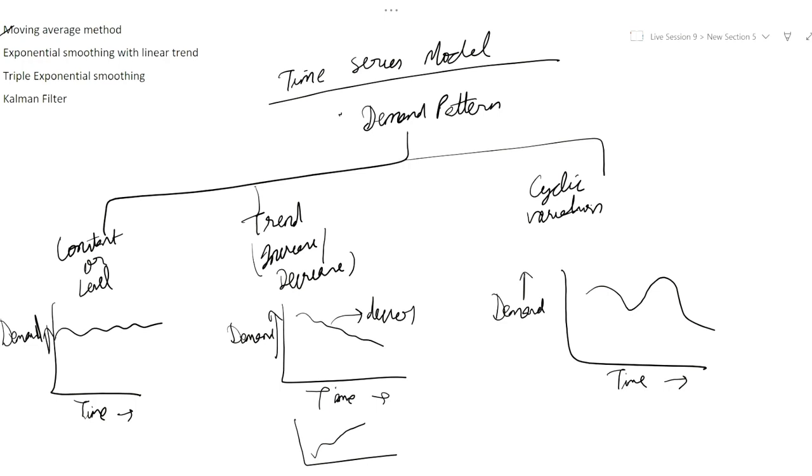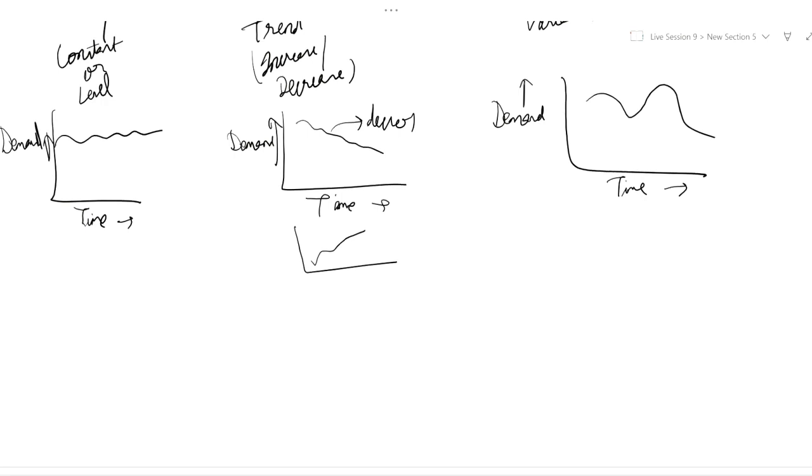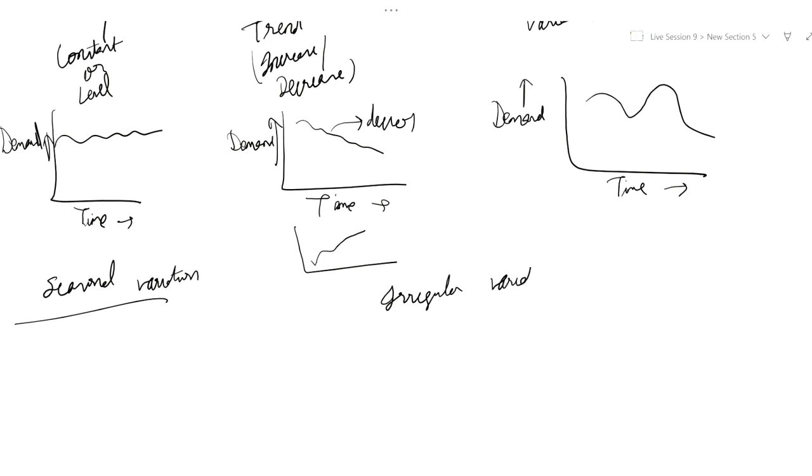In the cyclic variation, this is like wave-like variation lasting for more than 1 year. This may be due to economic or political reasons. Now, there are some other variations also, like seasonal variation, and irregular variation.